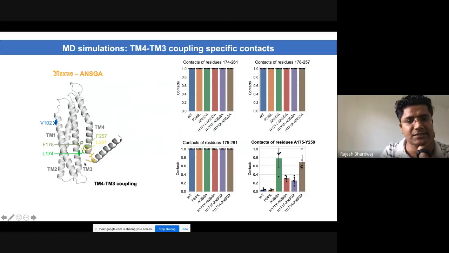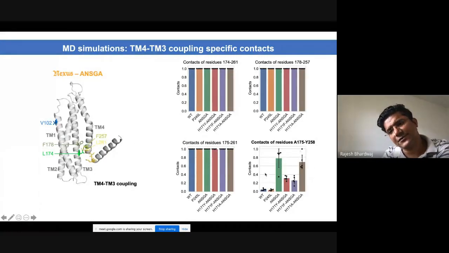Now, what we did is we looked at the physiological contacts that are relevant for gating, the L174 and L261 contact and the F178 and F257 contact that I told you before. And of course, L261 is not L261 in the ANSGA mutant because it is substituted by an alanine. However, in five different molecular dynamics simulations with the P245L tubular aggregate myopathy-associated mutant, or the Nexus mutant, or the tyrosine, phenylalanine, or alanine mutant of H171, we do not see any differences in the contact frequencies between these residues, in the 174–261 contact, and the next residue, alanine 175, also did not show any differences in contacts with 261.